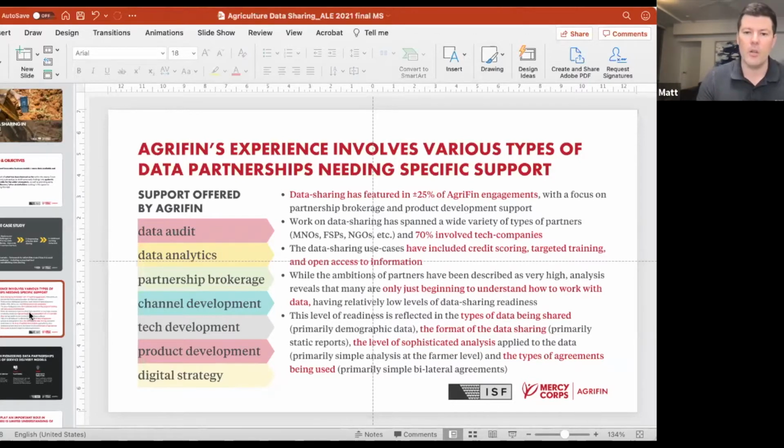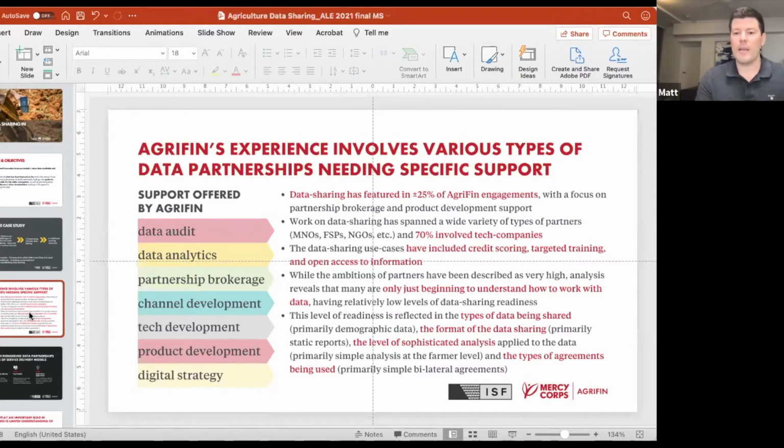So as we started within AgriFin's portfolio, we started to understand that out of, say, 130 odd partnerships that they'd been working on over the previous 5 years, about 25% of them were working with some sort of data sharing agreement. Some of those were really basic in terms of just being able to share data sets between organizations in Excel spreadsheets, and some of them were a bit more advanced, working with open API portals and that sort of stuff. But some of the other key metrics that came out of that were around 70% involved tech companies.